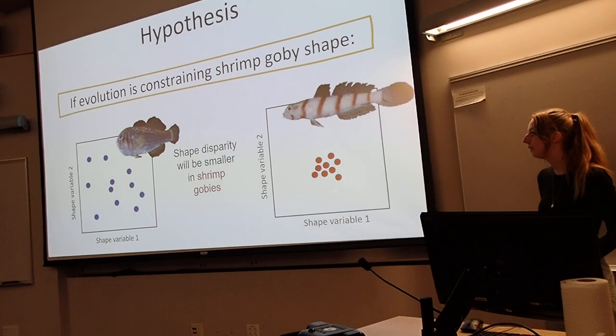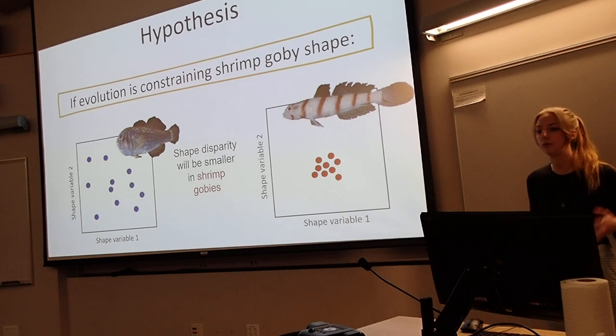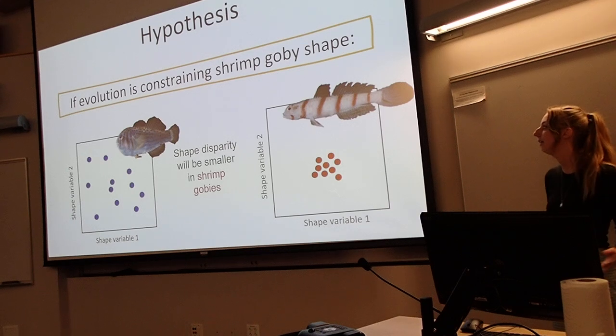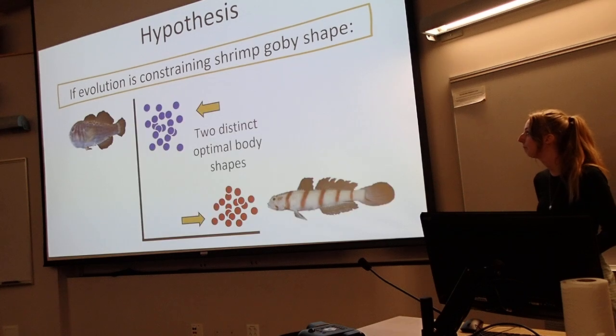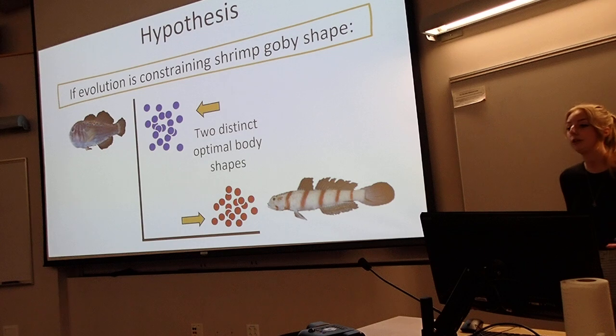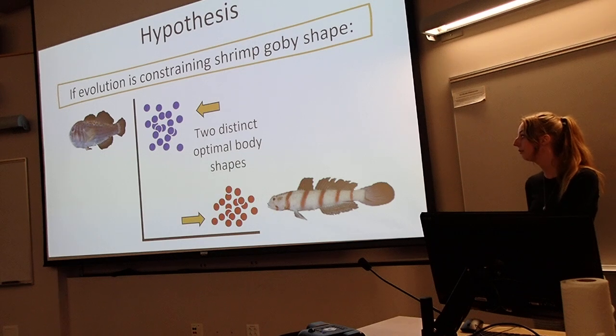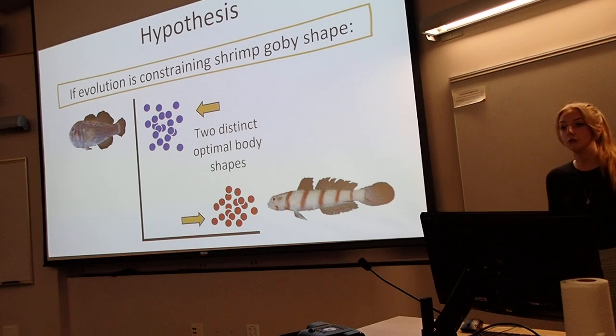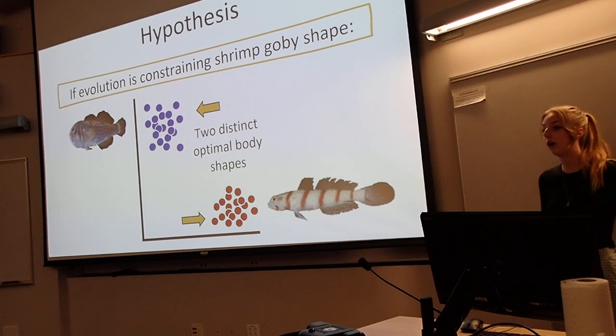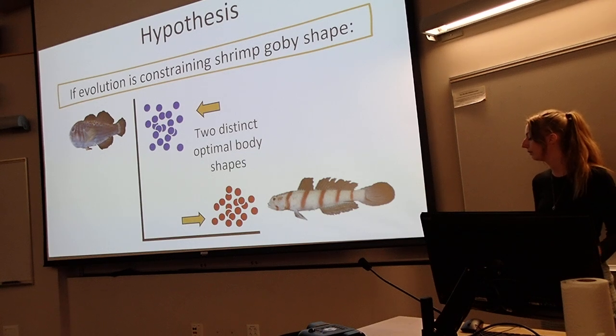But if you pick any species of a non-shrimp goby, they can be really small, they can be really long, they can have a lot of diversity. Now this is what we expect to see. So if evolution is constraining the shrimp goby body shape, we would expect that shrimp gobies have their optimal body shape that works really well in this symbiosis, versus the non-shrimp gobies that are going to have a really distinctly different body optimum that they are evolving towards.